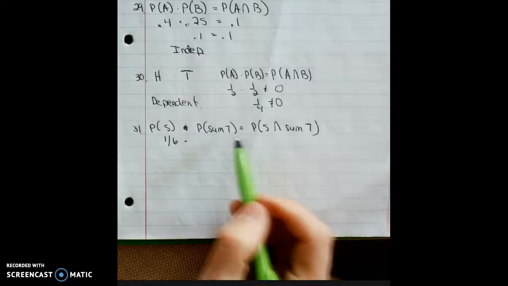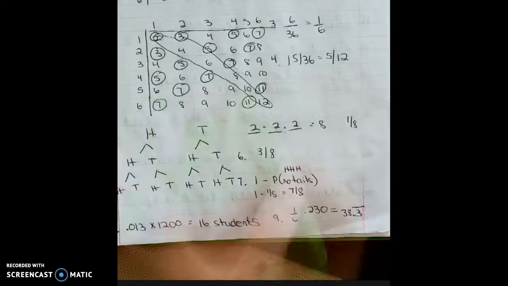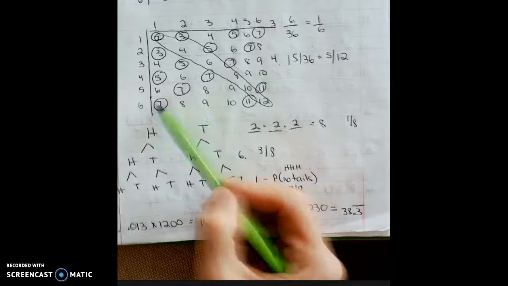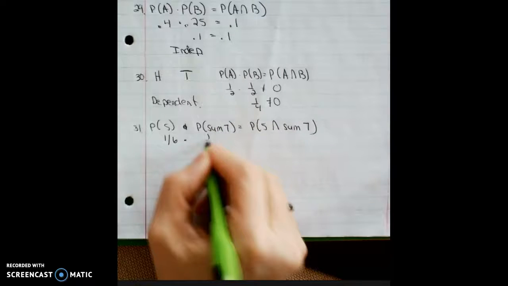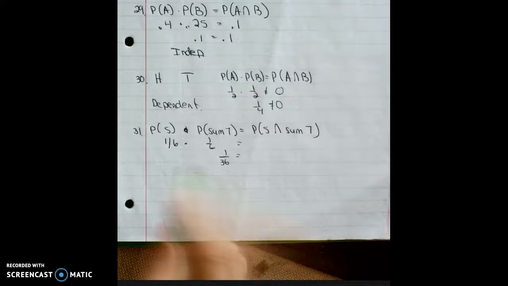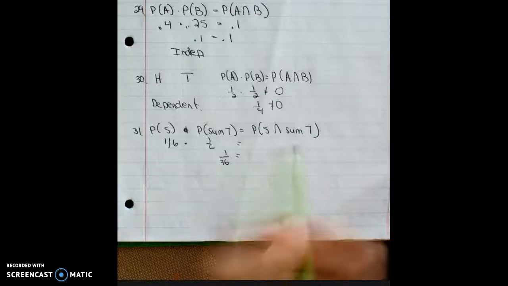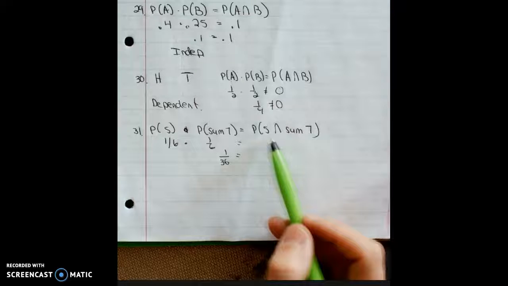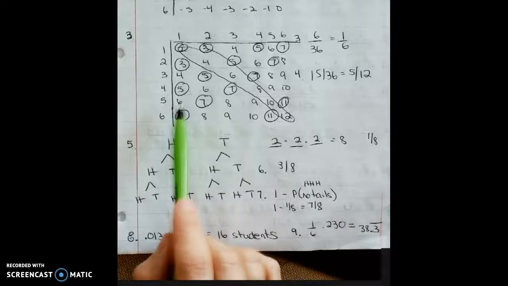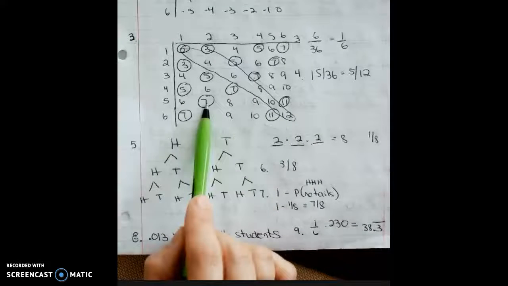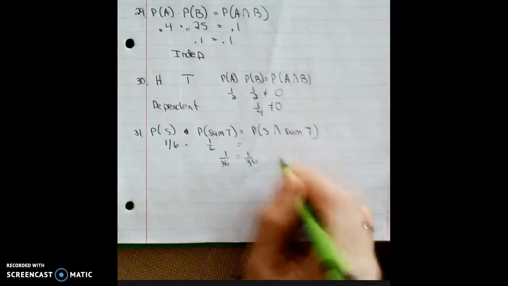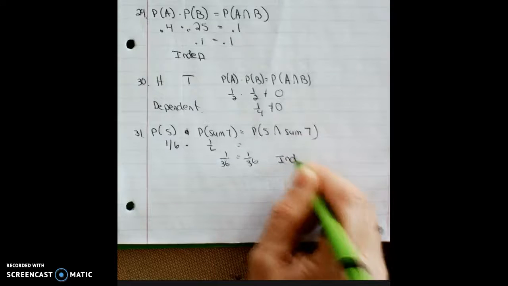The probability of getting a sum of 7 is all of these in here, so 1, 2, 3, 4, 5, and 6. So again, 6 out of 36, which is 1/6. 1/6 times 1/6 is 1/36. Now I'm looking for when one of my die is 5 and I have a sum of 7. So one of my die is 5 and a sum of 7 happens again 1 out of 36. These are independent.